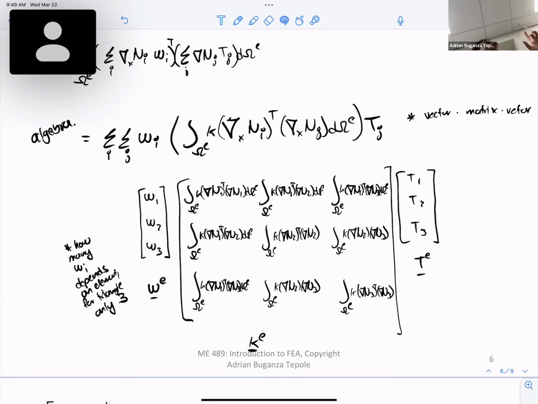Any questions up to this point? Yes. The big first integral, what happened to the big D?